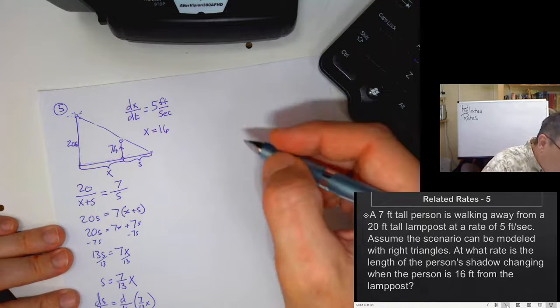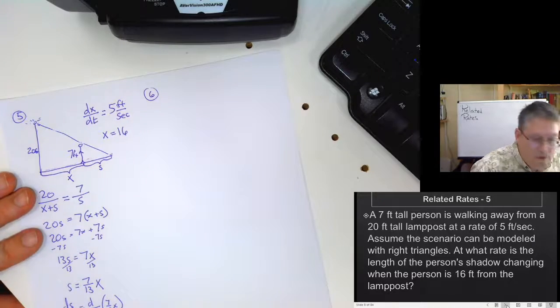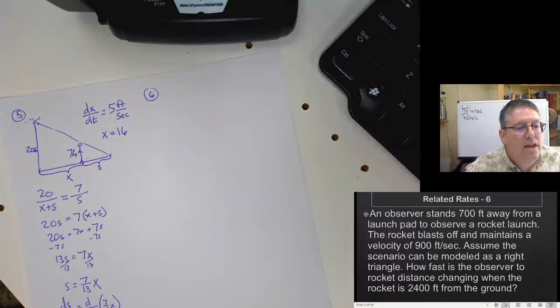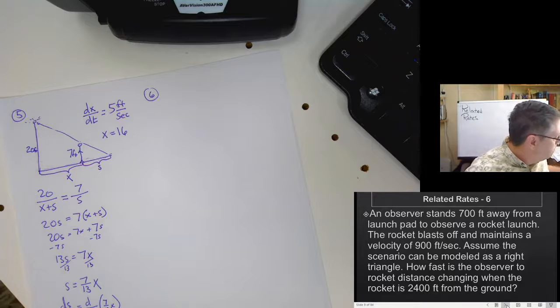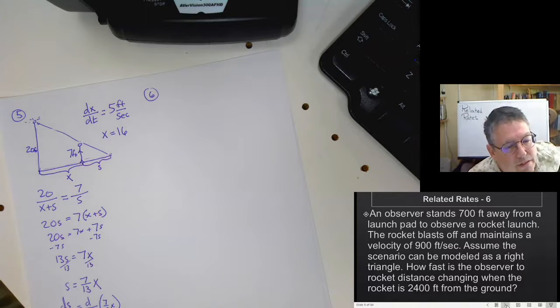Okay. Let's just put number 6 on the same page, shall we? Number 6. What is the last one? We're almost done here. An observer stands 700 feet away from a launch pad to observe a rocket launch. The rocket blasts off and maintains a velocity of 900 feet per second. Assume the flight can be modeled as a right triangle, so that rocket is going straight up. So how fast is the observer to the rocket distance changing when the rocket is 2,400 feet from the ground?